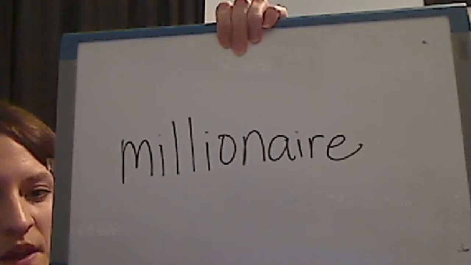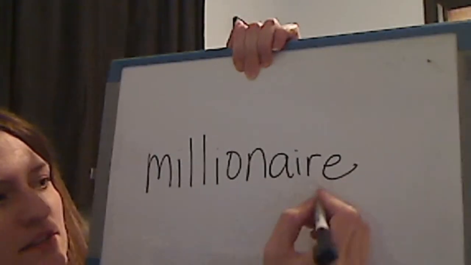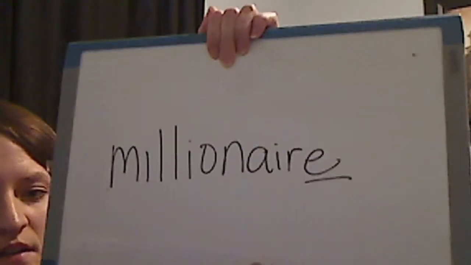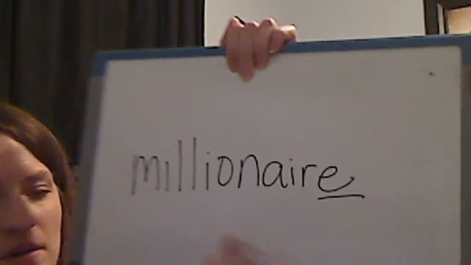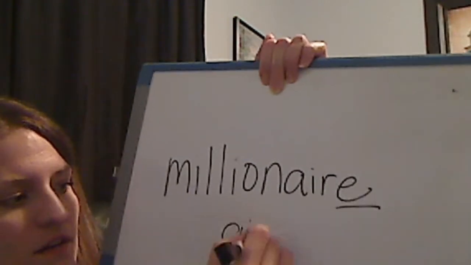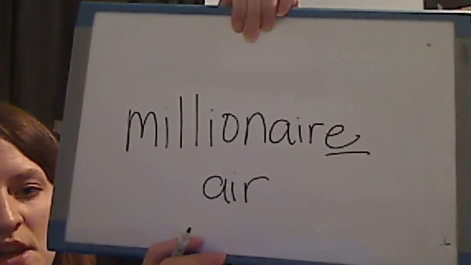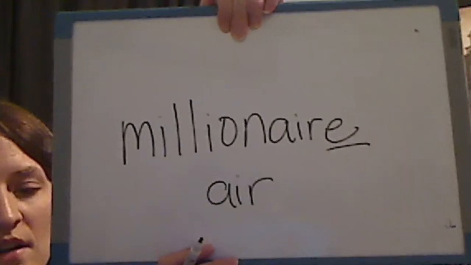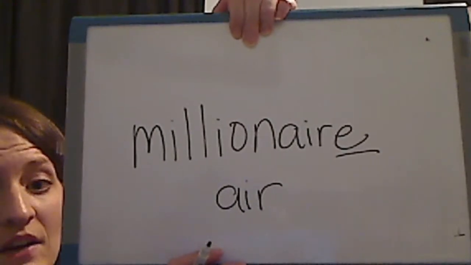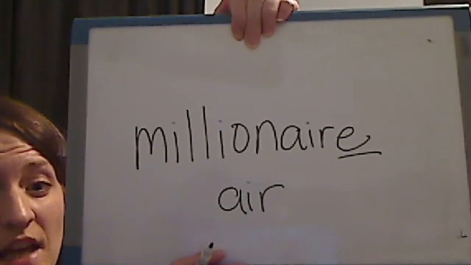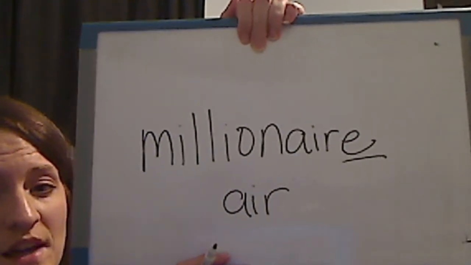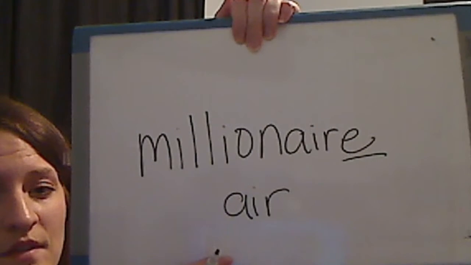Okay, spelling danger because it has a silent E on the end. So you gotta remember, because normally we spell air, A-I-R, right? But in the word millionaire, we add an E on the end, and it's silent. So don't forget that silent E on the end. All right, next word.